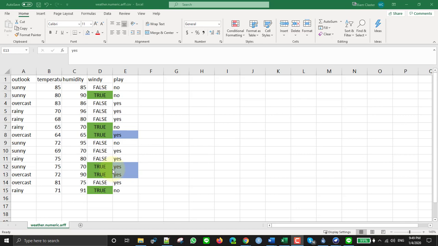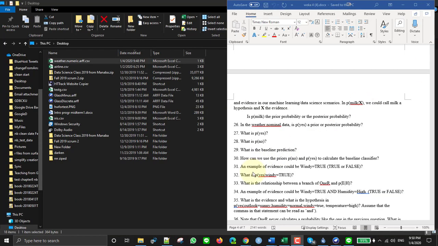So given that windy is true means we're only looking at the green. And then what's the probability of getting yes? That's 3 out of the 6. So I guess the answer would be 1/2. So what is the probability that if windy equals true, that we get yes? I think it's 1/2. Okay, next question.